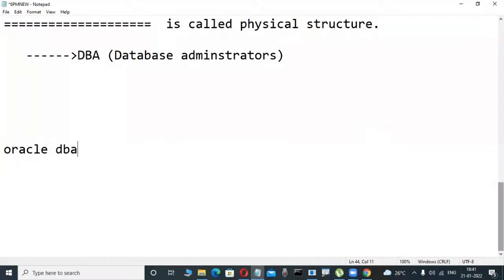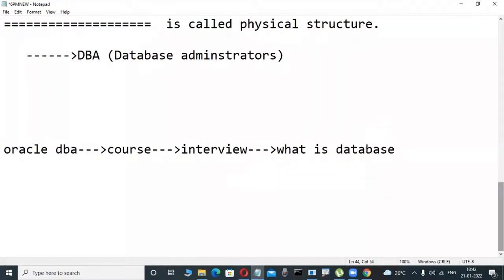Suppose I am an Oracle DBA learning a course, because I'm interested to apply for an Oracle DBA job in a company, for example. Whenever I'm applying for a job as Oracle DBA, I'm attending an interview. Observe here, the interviewer asks me: Murali, what is a database? They're asking, what is a database?